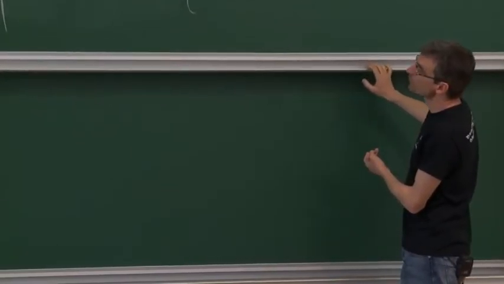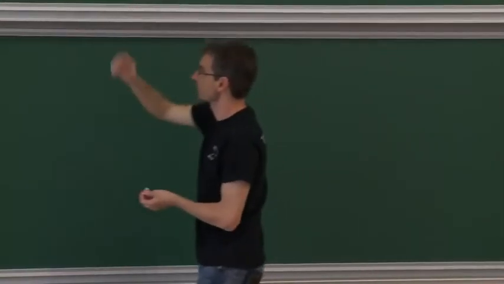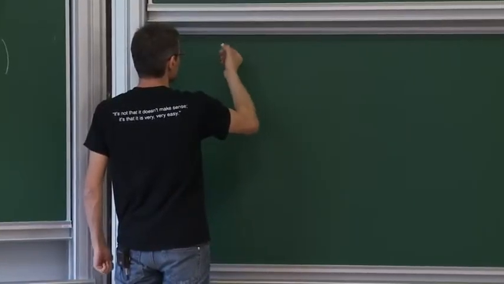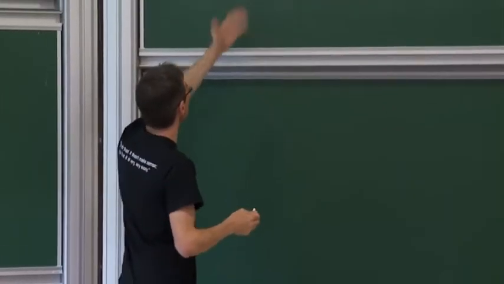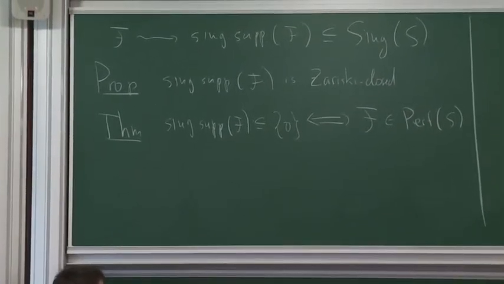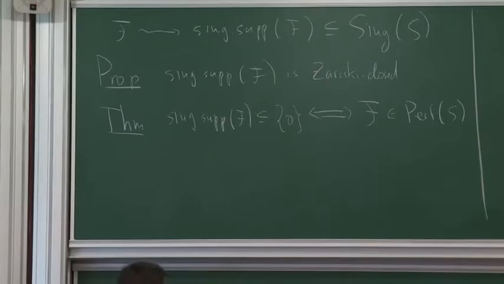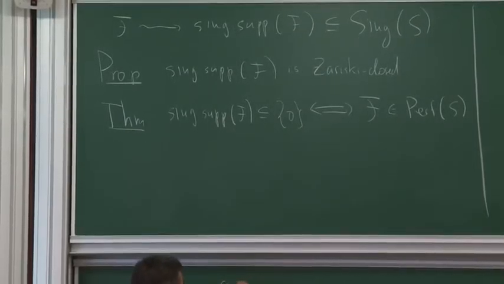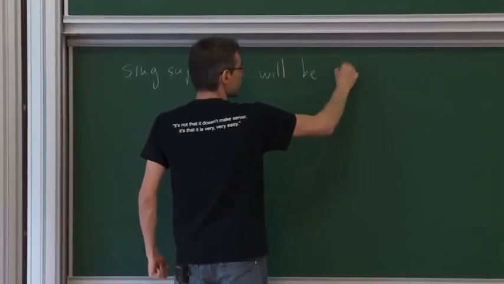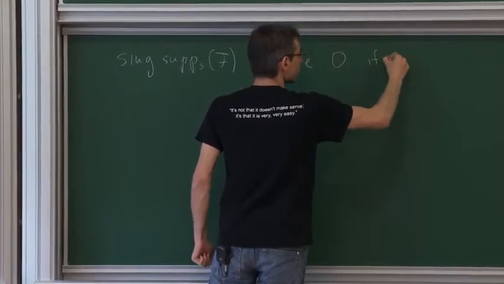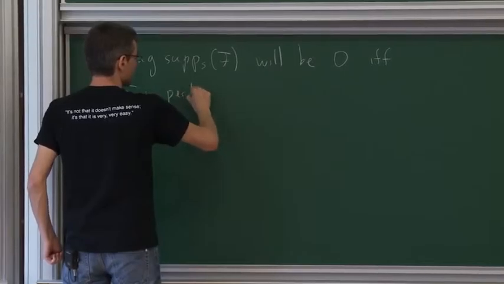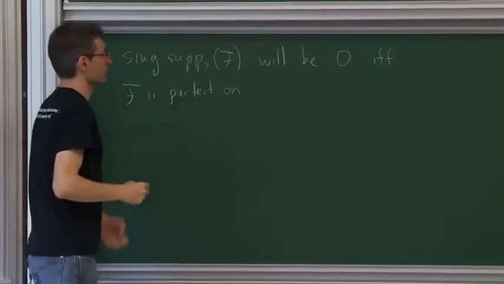And there is not much room for singular support. According to this theorem, all I can say is just to restate this in this case: the singular support at a given point will be 0 if and only if F is perfect on the Zariski neighborhood of this point.